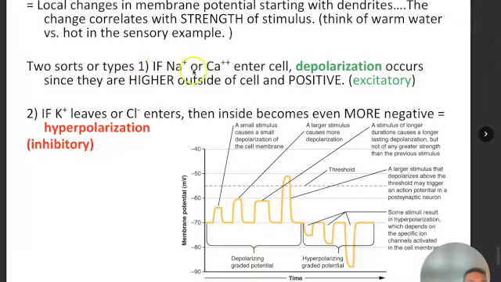There are two sources of type. If sodium and calcium enter the cell, it will depolarize. We remember that, because they're positive. This occurs since they are higher on the outside. If potassium leaves or chloride enters, chloride being negative, the inside becomes more negative.